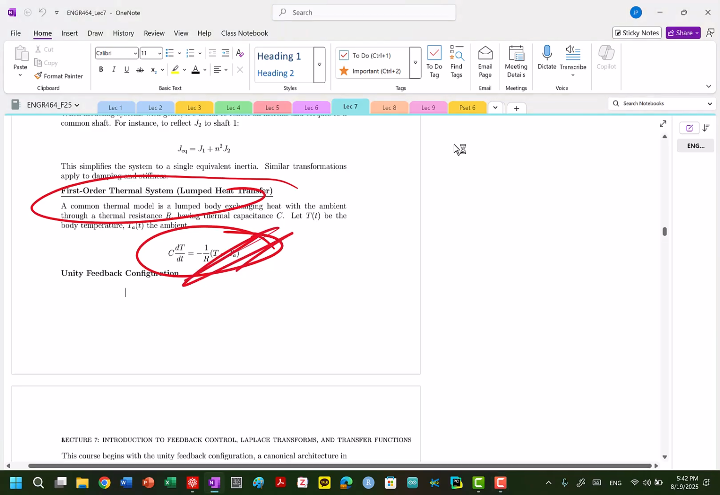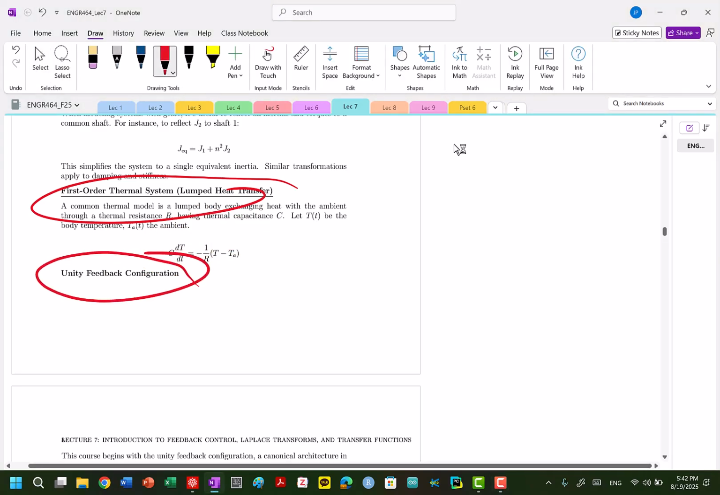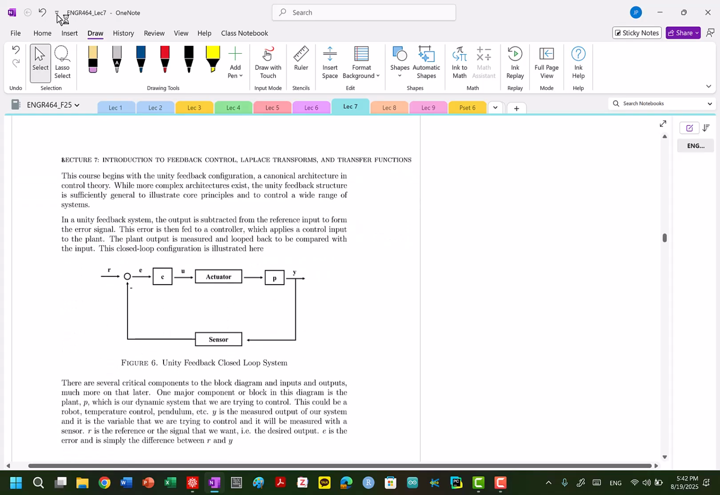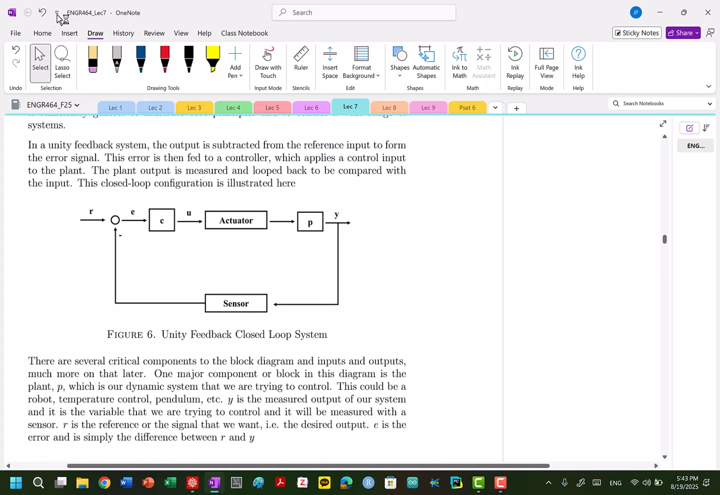Hi everyone, welcome back, and we are going to now get into our Unity feedback loop. So it's our first kind of control structure and our control system. We're going to introduce this idea that when you're looking at control systems, usually you can visualize them using block diagrams. What we're going to do is look at our first feedback loop, feedback block diagram. So this is Unity feedback.